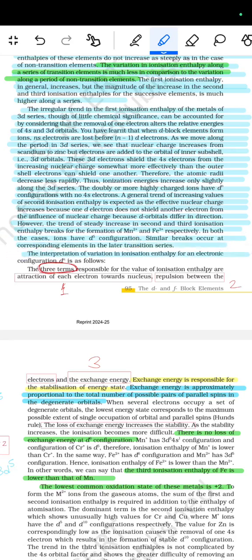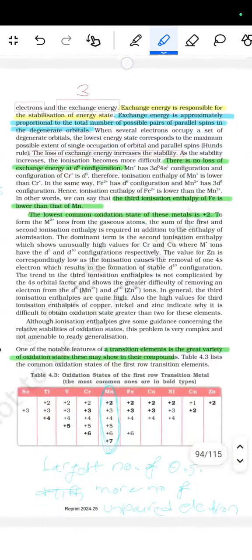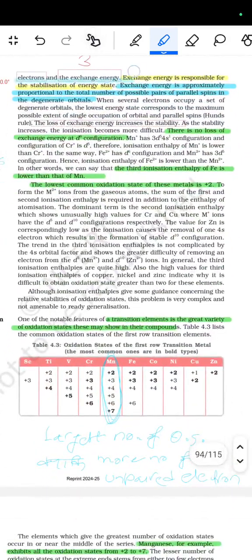The interpretation of the variation in the ionization enthalpy for electronic configuration dn is as follows. The three terms responsible for the value of the ionization enthalpy are the attraction of each electron towards the nucleus, repulsion between the electrons, and the exchange energy.